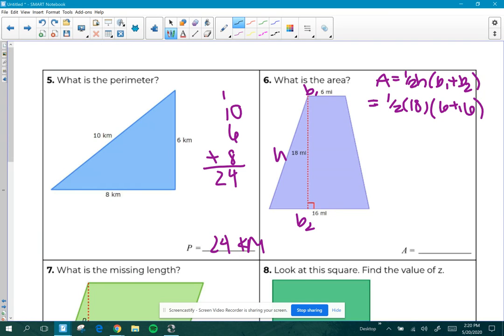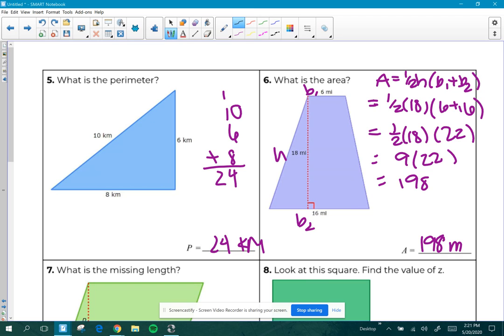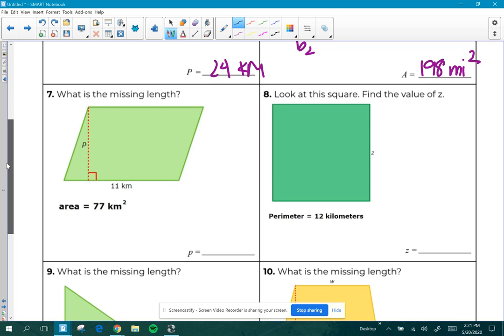Now remember your order of operations here. You have to deal with the parentheses first. So I have to do that 6 plus 16 first. That gives me 22. Then, doing my multiplication, I have 1/2 times 18. That gives me 9. Bring down the 22. And then 9 times 22 gives me 198. So my area is 198 miles, it looks like, again, squared. So it's just following the formula. As long as you plug in the values in the right spot, you should be totally fine.